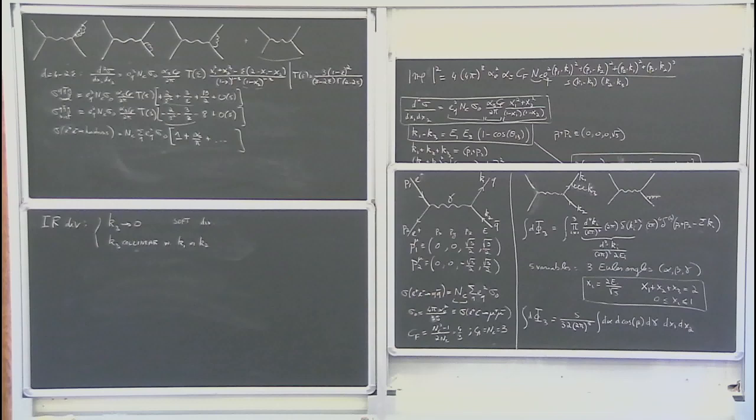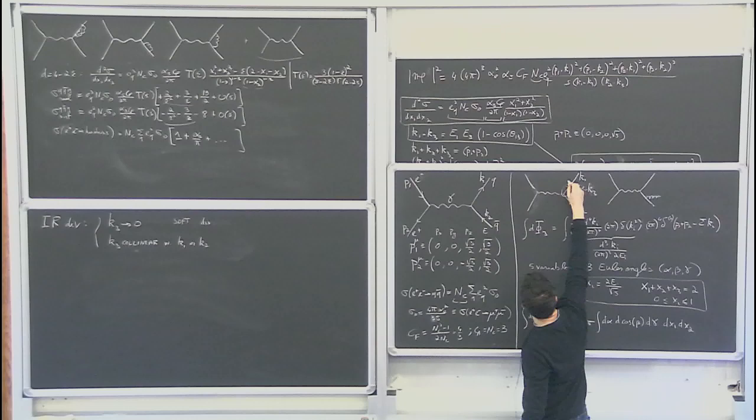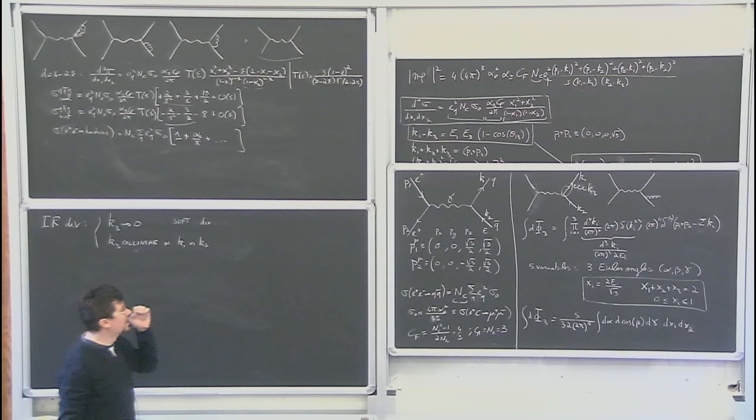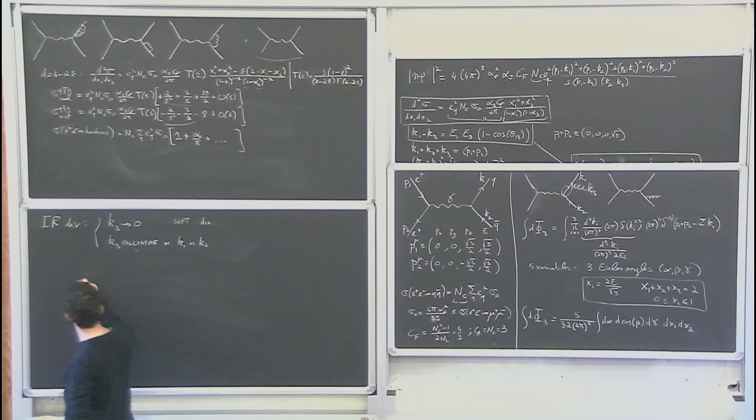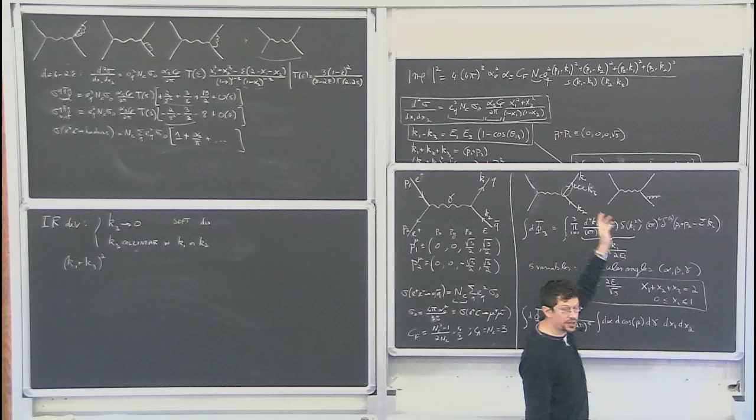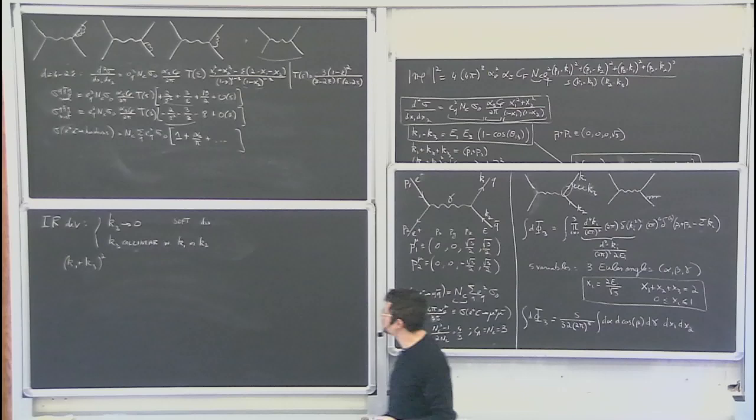Exactly. What happens to this guy here? So if K3 goes to zero, essentially you can neglect that. The momentum of this propagator here is actually K1 plus K3. So you'll get a propagator which is K1 plus K3 squared. It goes on shell if K3 goes to zero. And so by going on shell, it means it is going close to the infrared. It's diving into the infrared region.